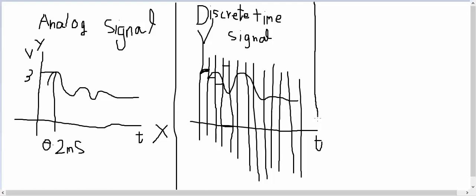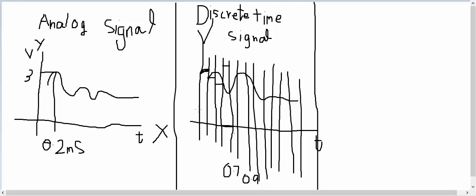A discrete time signal has certain time limits which can be used to find your signal. For example, if this instant of time is 0.7 milliseconds and this is 0.9 milliseconds, then if your information lies over here, you can exactly say that your information lies at 0.7 to 0.9 milliseconds, so that when you transmit the signal, you can always send a message to the transmitter that it has received a signal from 0.7 to 0.9.